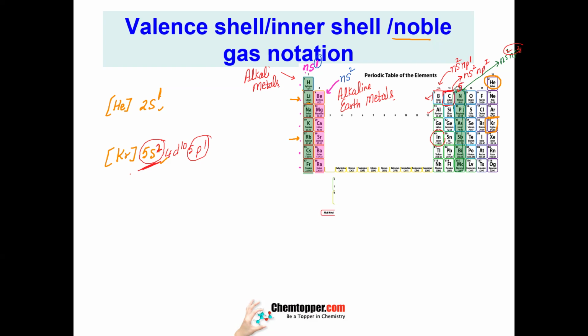How many in carbon family? How many valence electrons in carbon family? Yes, four. In boron family?